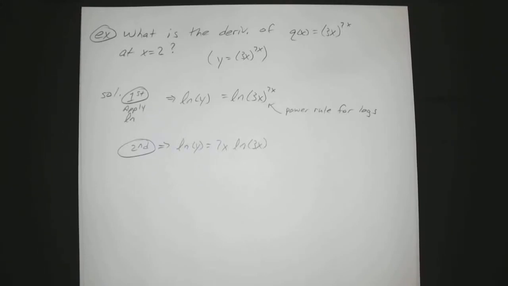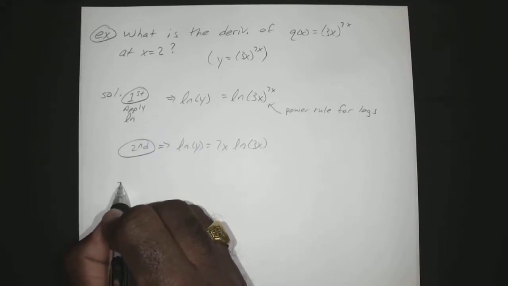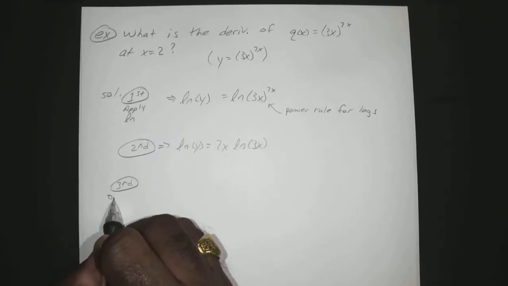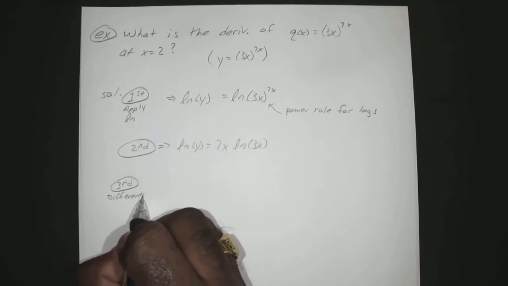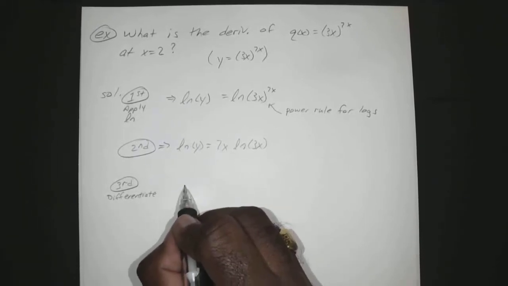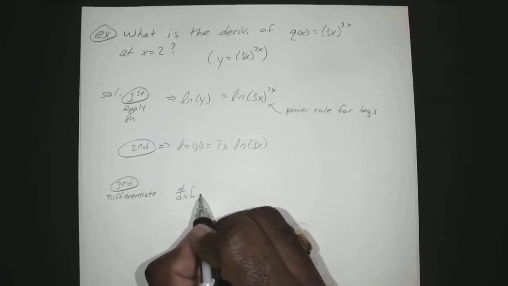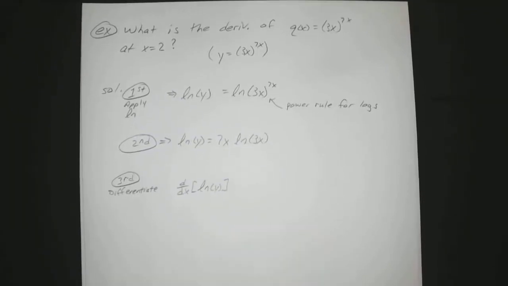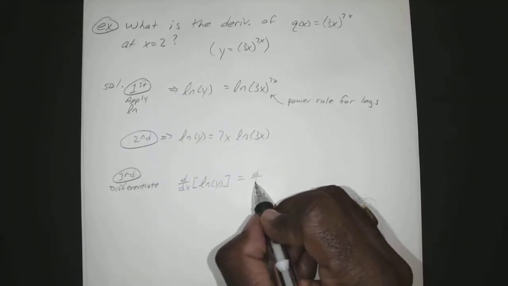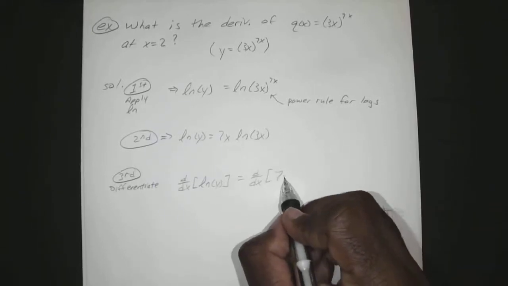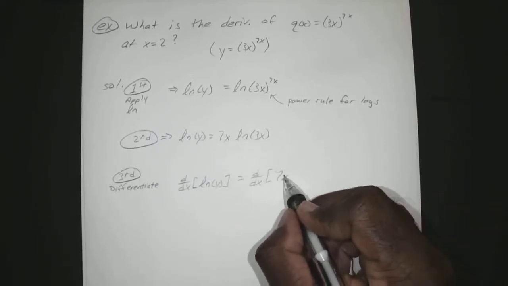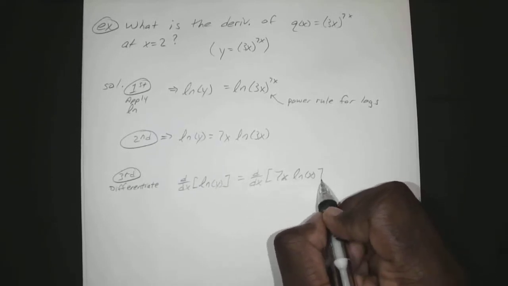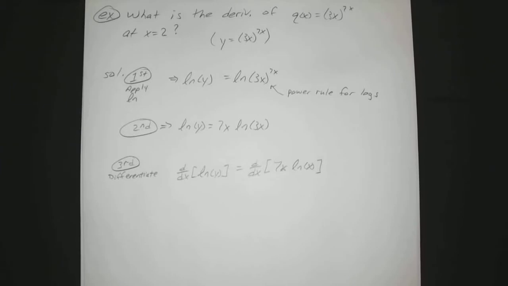Okay. Now our third step, we differentiate both sides. So you have the derivative with respect to x of natural log of y equals the derivative with respect to x of 7x times natural log of x. Shouldn't it be ln of 3x? Oh, yep, 3x, thank you.